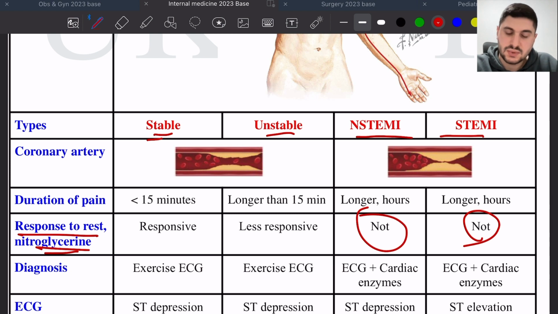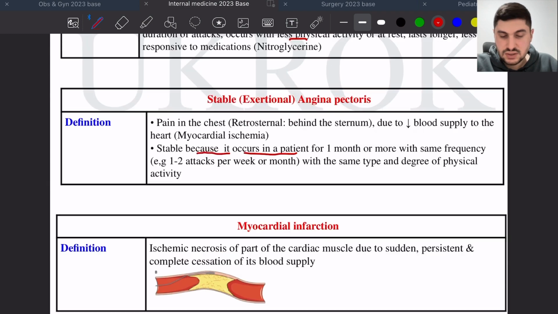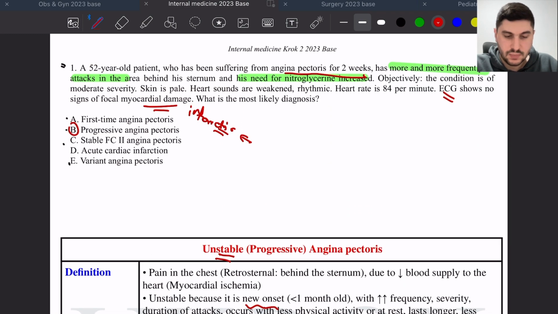These types can be explained later, but they don't respond at all in myocardial infarction. Unlike angina pectoris, which can be unstable and can respond, but it's less responsive. It takes more pills of nitroglycerin. So that's why it's not myocardial infarction. Yes, so it's progressive angina pectoris.